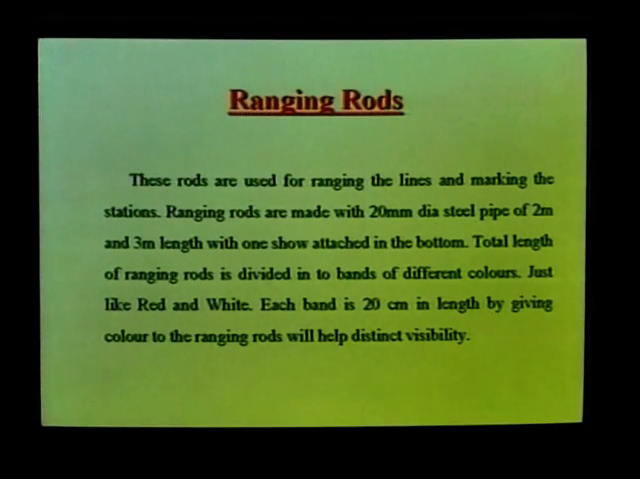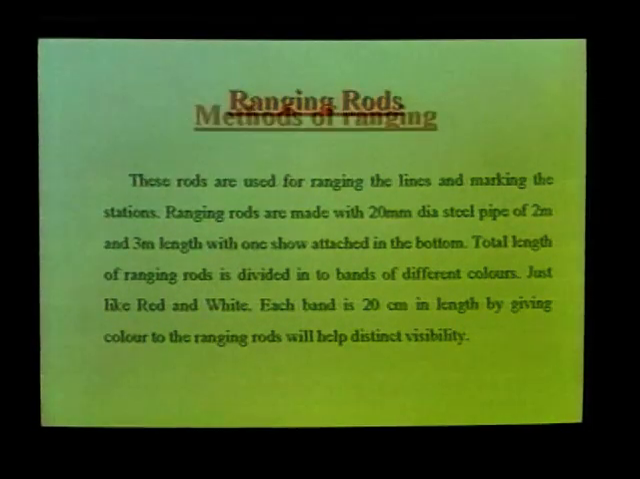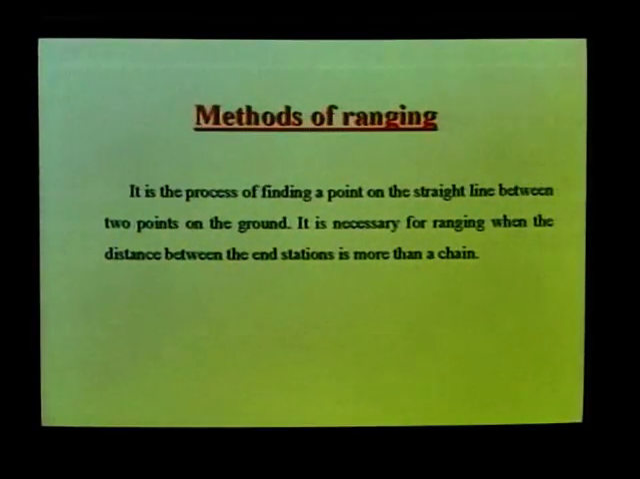The total length of the ranging rod is divided into bands of different colors, that is red and white. Each band is 20 centimeters in length. Giving color to ranging rods helps distinct visibility in the field. Methods of ranging. It is the process of finding a point on the straight line between 2 points on the ground. It is necessary when the distance between two end stations is more than a chain.